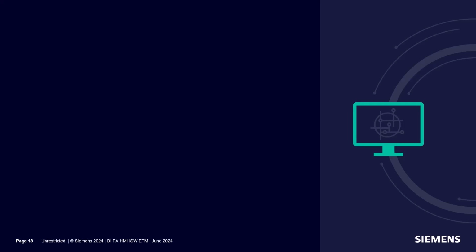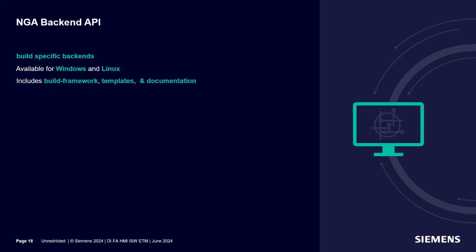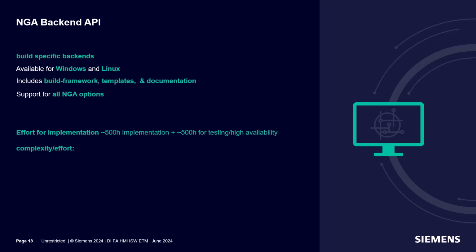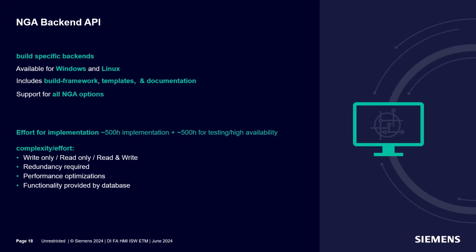The NGA backend API provides an environment for customers to build specific backends and is available for Windows and Linux. It includes a build framework, templates, and documentation, and supports all NGA options. This API provides the necessary interfaces and functionalities to create and integrate your custom database backends into the NGA framework. The implementation effort is approximately 500 hours for implementation and 500 hours for testing and high availability. The complexity and effort depend on requirements such as write-read operations, redundancy, performance optimizations, and database functionality.